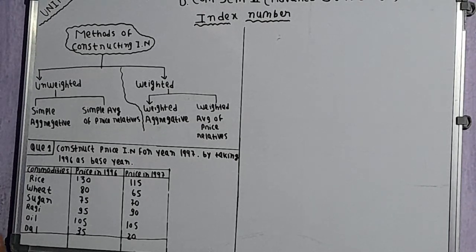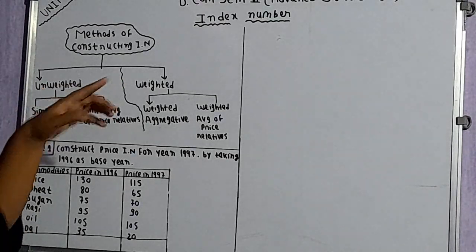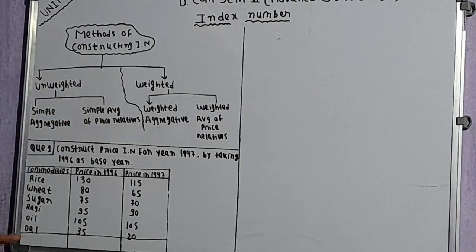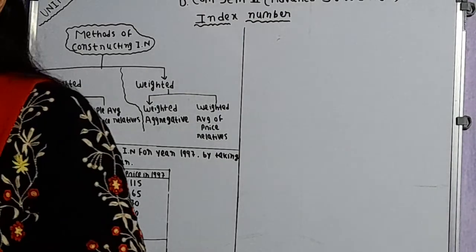After that, when it comes to the methods of computing index number, it is basically categorized into two parts, that is unweighted index number and weighted index number. We are going to see the numericals of each and every method, but we are going to start with the unweighted index number. So what is the meaning of unweighted index number?